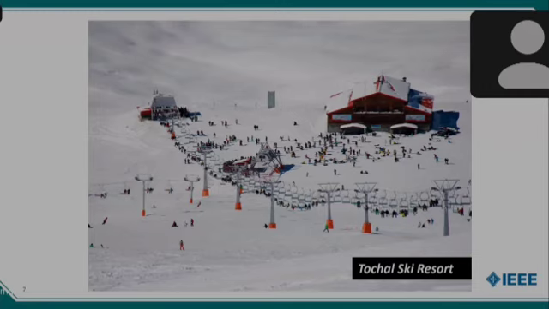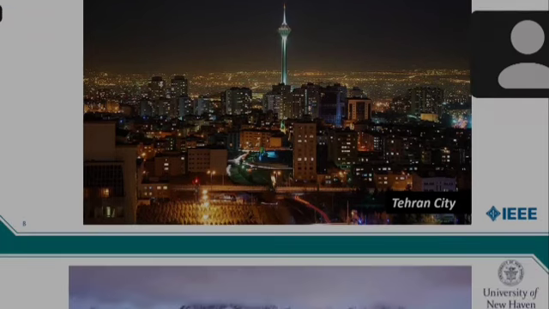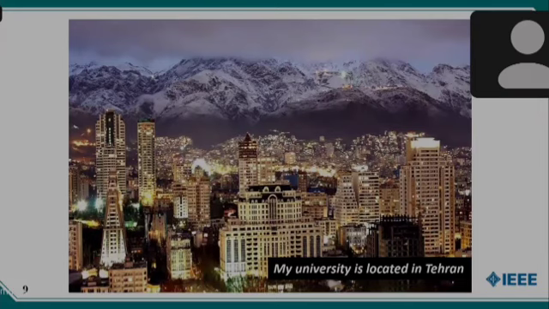Its location is north of Tehran. Next slide. The capital city of the country is Tehran. You can see it's a mega city, about 10 million population. Next slide, please. And my university is also located in Tehran, in the center of this city.